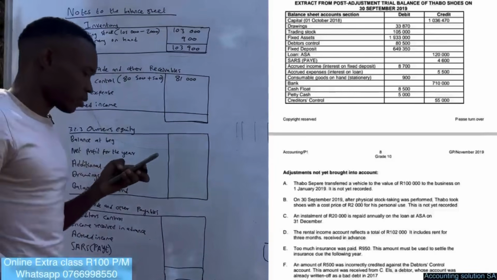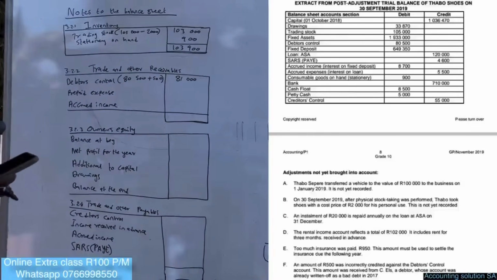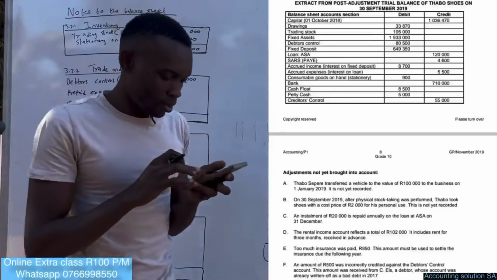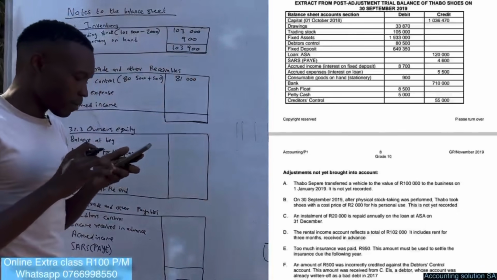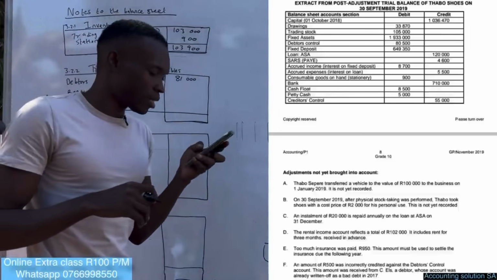Now let's go to the next one. We are going to prepaid expense and accrued income, which fall under trade and other receivable. We need to check them. Now let's check them. On the trial balance, we have accrued income of interest of 8,700.